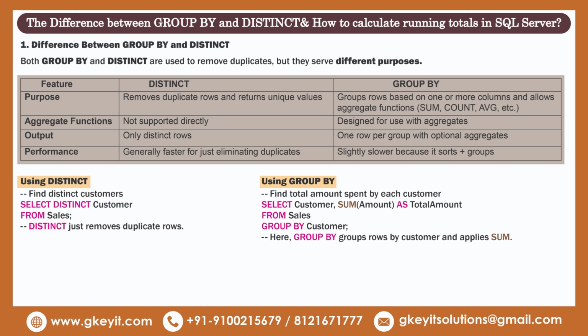Coming to real use cases, using distinct to find the distinct customers, we have a query: select distinct customer from sales. Distinct just removes duplicate rows, whereas using group by to find the total amount spent by each customer, we have a query: select customer, sum of amount as total amount from sales group by customer. Here group by groups rows by customer and applies sum.